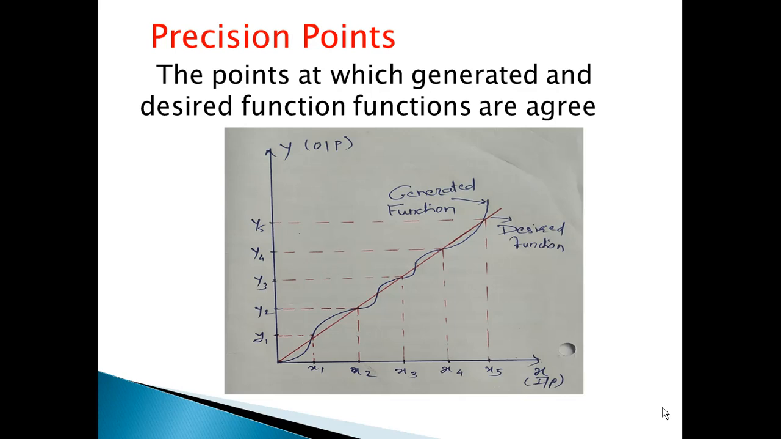Next point is precision point. This is a figure where you can see that along the x-axis the input motion is given, and along the y-axis is the output motion I have to trace. X1 is the first point, for that y1 is the point to be located. When the input motion has moved to the point x2, a linear displacement, the output motion has to go to the point y2, and so on, x3, x4 and x5, and similarly y3, y4 and y5.